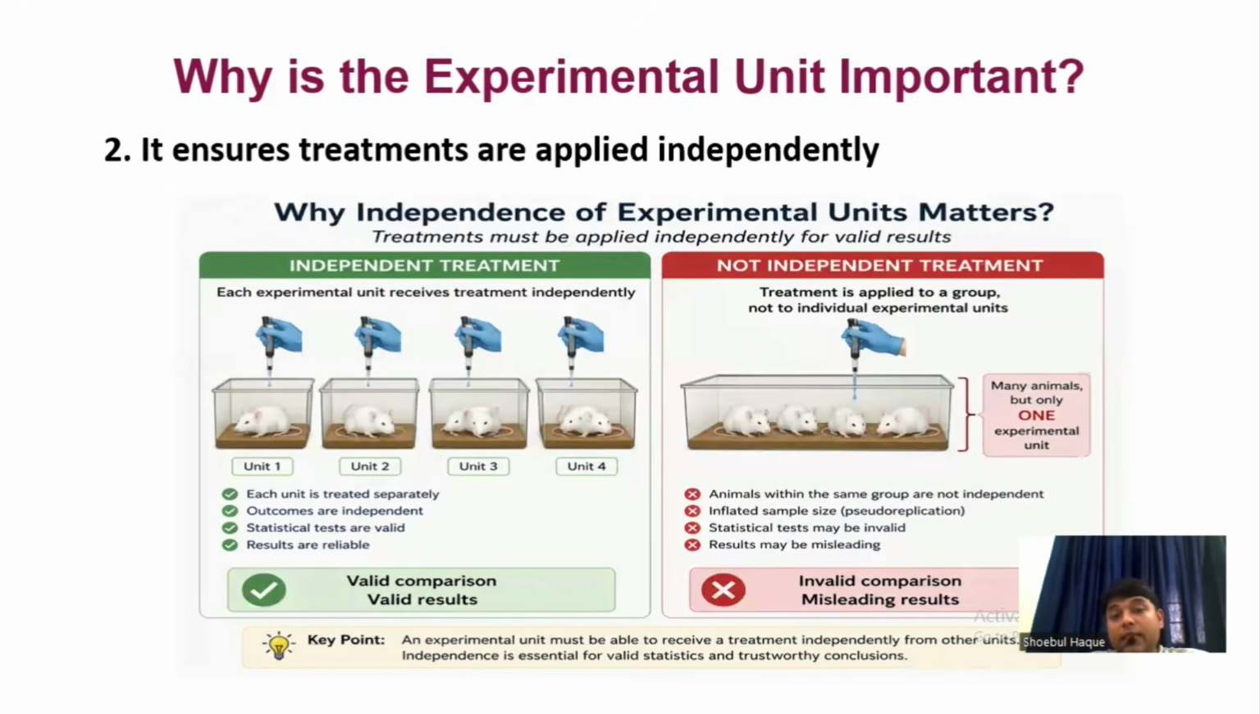Second, it ensures the treatments are applied independently. Suppose there are six rats in one cage, and you give the treatment to each and every rat independently. Then we can find a valid comparison or valid result. While suppose in the other scenario there are six rats and you give the treatment to only one rat, and you take the observation from all six rats present in the cage. In that case you will not find the correct findings and you will get invalid comparisons or misleading results.